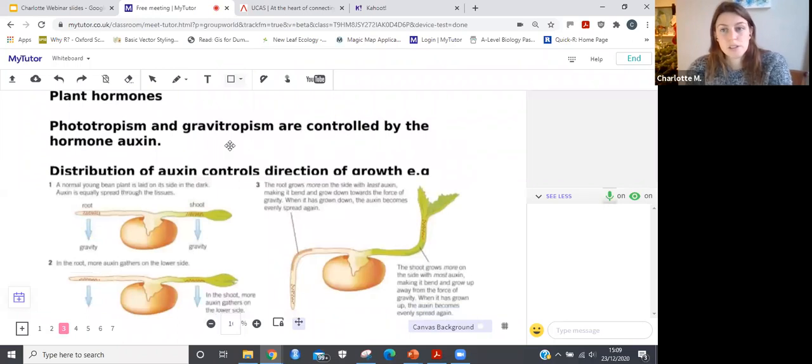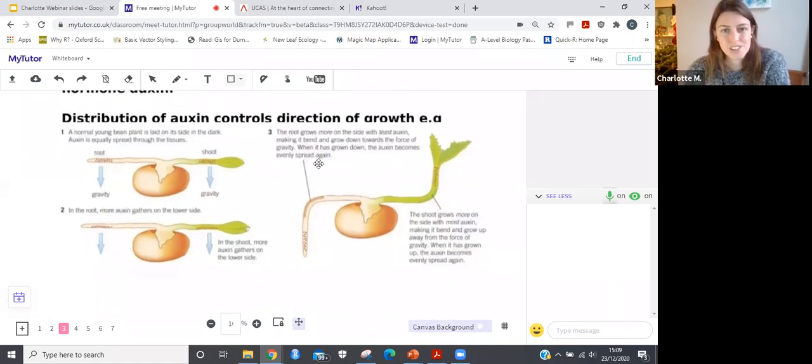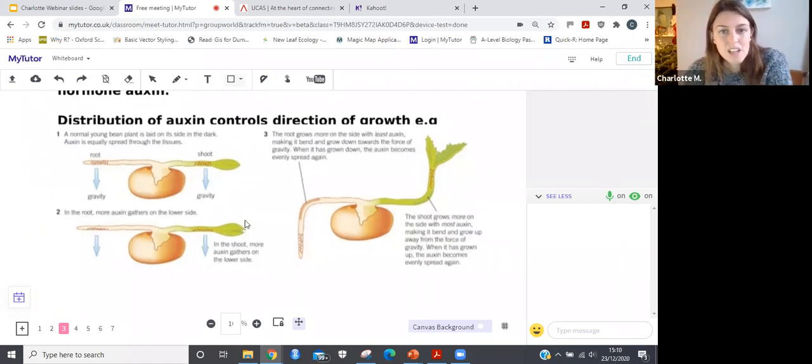Phototropism and gravitropism are controlled by the hormone auxin. Another keyword there. And the distribution of auxin controls the direction of growth. This diagram's just split over the bottom of that line there. Having a look at this diagram, this is a really good explanation. A normal young bean plant is laid on its side in the dark, and you can see the bean there, and you've got the root and the shoot. Because it's in the dark, auxin is equally spread through the tissue. Auxin are these little red dots here.